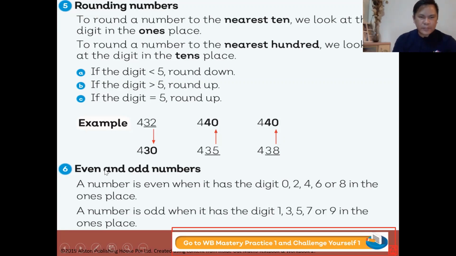Okay. Then we also study even and odd numbers. A number is even when it has the digit 0, 2, 4, 6, or 8 in the ones place. A number is odd when it has the digit 1, 3, 5, 7, or 9 in the ones place. So we will know if it's an even number. These are even numbers, and these are odd numbers. So these are the lessons that we learned from chapter 1.